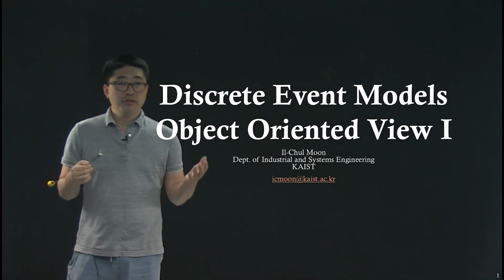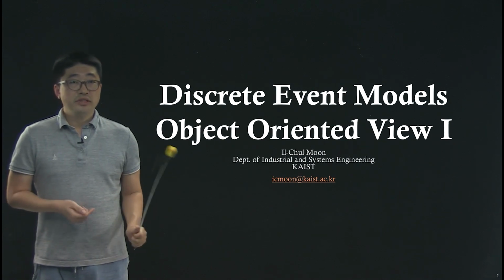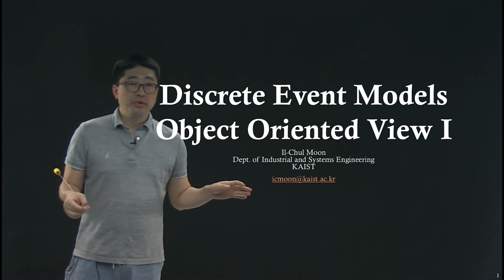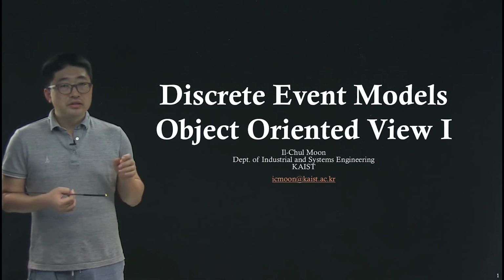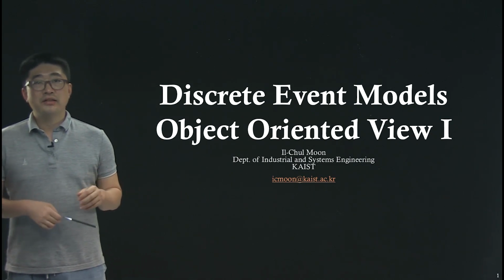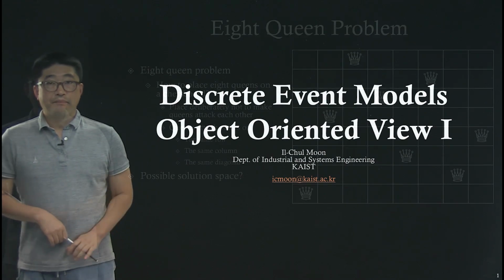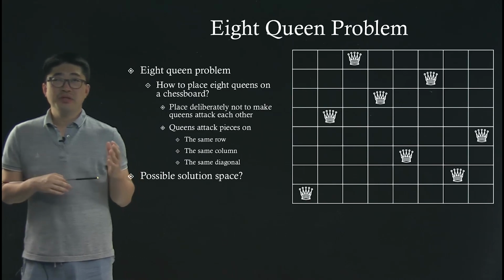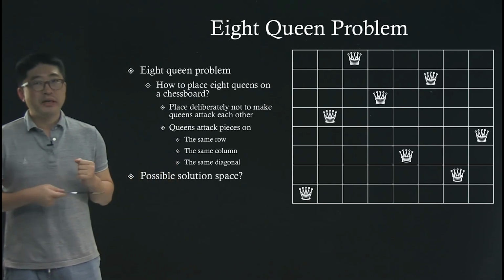So from the process-oriented view, now we are going to discuss the object-oriented view. There are multiple ways to do object-oriented modeling in discrete event simulations, and we are going to talk about these automata this week. Before we start, we are going to position ourselves in an object-oriented paradigm.